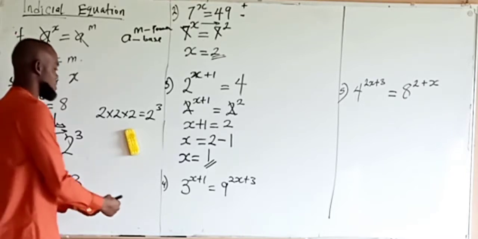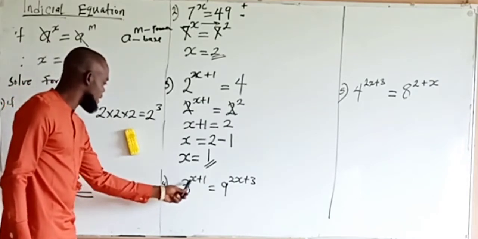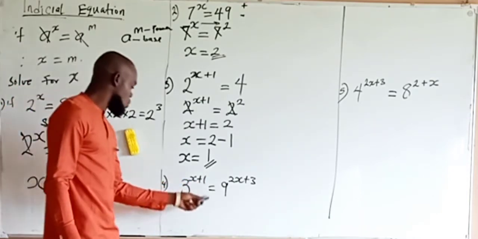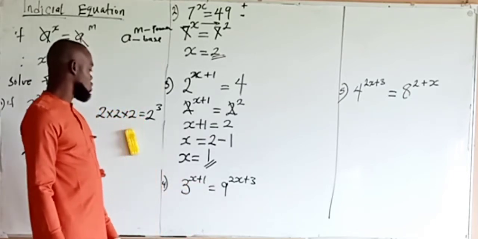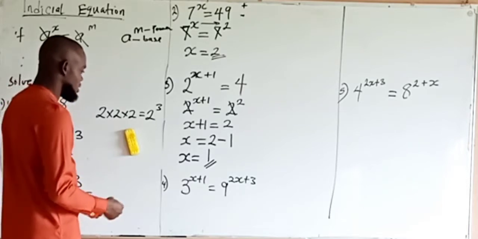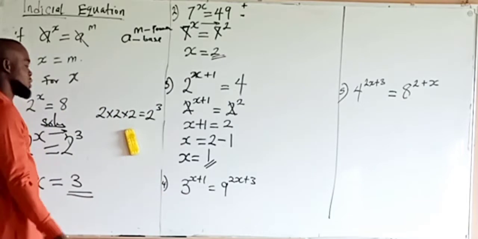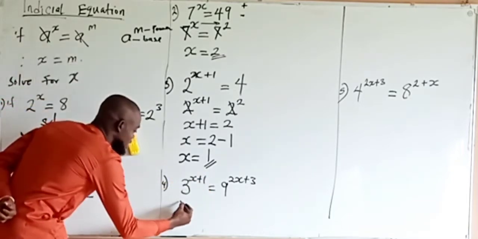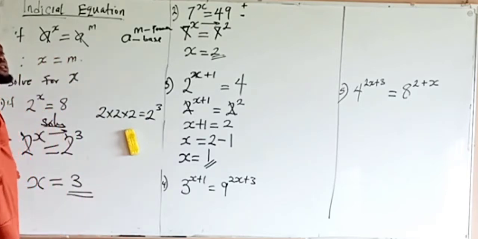Then let's go to this one. What we are going to have is 3 raised to the power x plus 1 is equal to 9 raised to the power 2x plus 3. That's the question. So what are we going to do there? What can we do in that place? Let's check. Between 3 and 9, which one is lesser? 3. So we check, is there anything I can raise 3 to that will give me 9? Yes. 3 raised to the power 2 gives me 9.